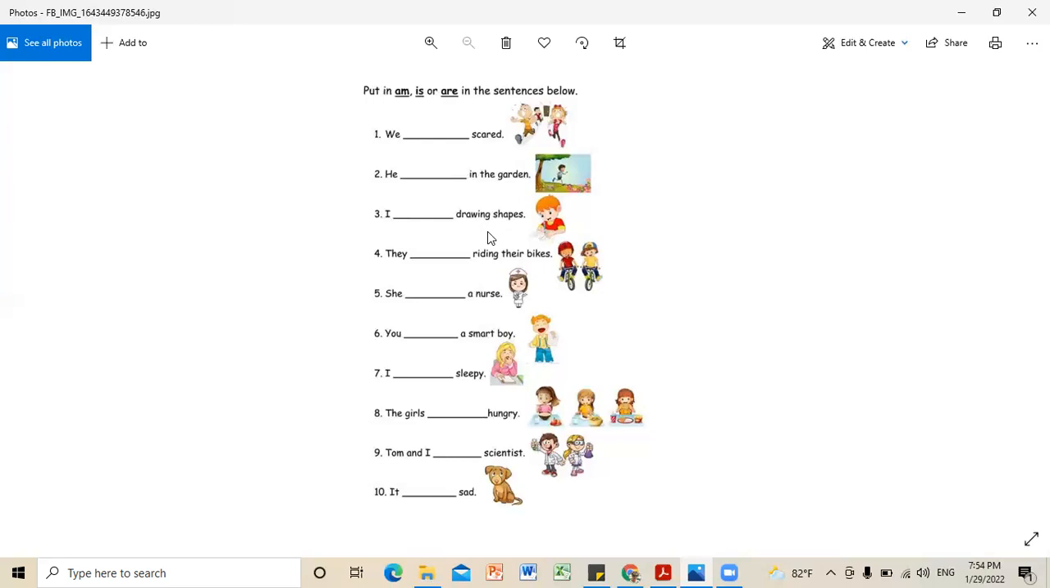I am drawing shapes. Good. Fourth one. They are riding their bikes. Yes, very good. Yes, they are riding their bikes. Fifth one. She is a. Yes, she is a nurse. Sixth one. You are a smart boy. Yes, very good. You are a smart boy.